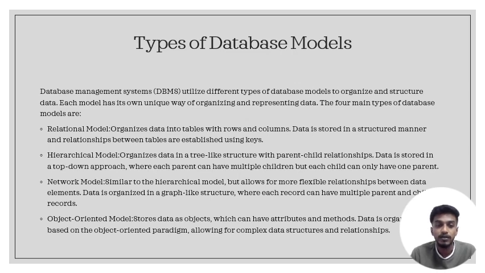The hierarchical model organizes the data in a tree-like structure with parent-child relationships. Data is stored in a top-down approach where each parent can have multiple children but each child can have only one parent. The network model is similar to the hierarchical model but allows for more flexible relationships between the data elements, and data is organized in graph-like structures where each record can have multiple parent and child records.